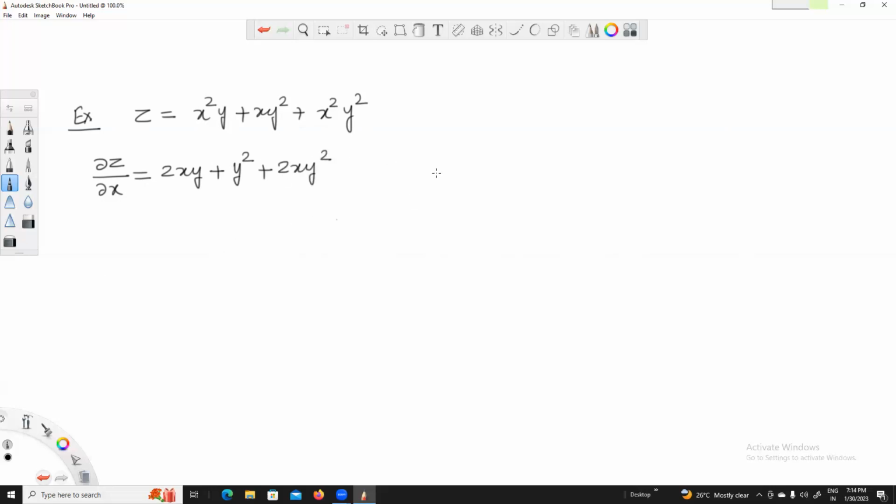Now let us find del z by del y as well. Now we are differentiating with respect to y, so let us consider x to be constant. So x square is constant, the derivative of y is 1, so I get here x square. Plus, x constant, and the derivative of y square with respect to y is 2y, so I get 2xy. Plus again x constant, x square constant, and the derivative of y square is 2y, so I get 2x square y.